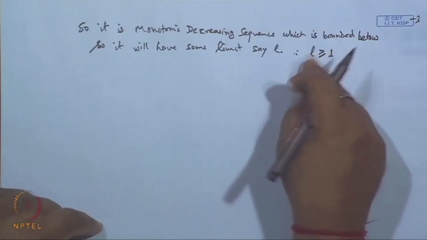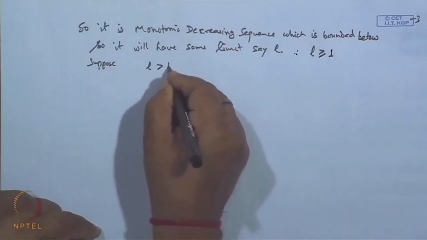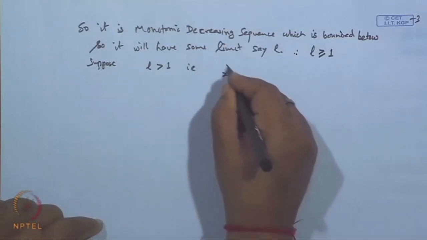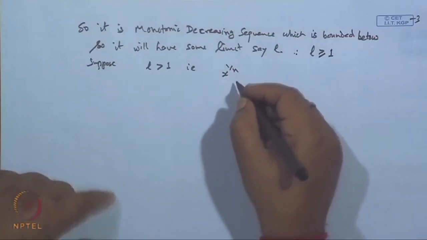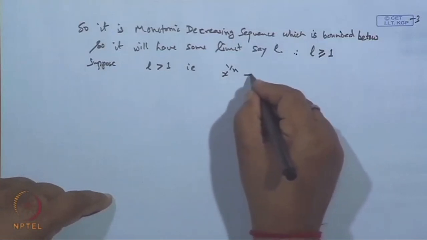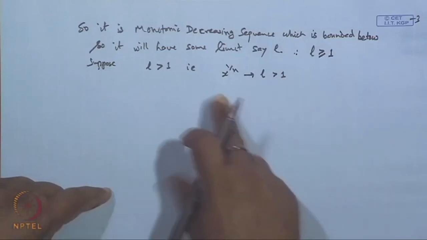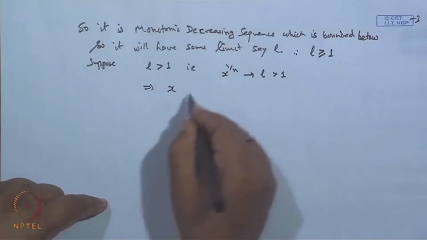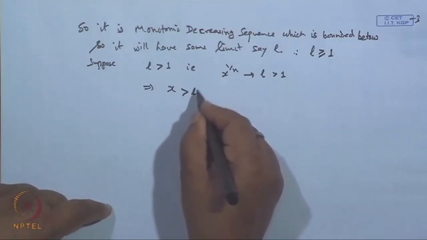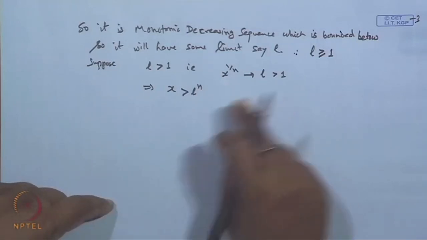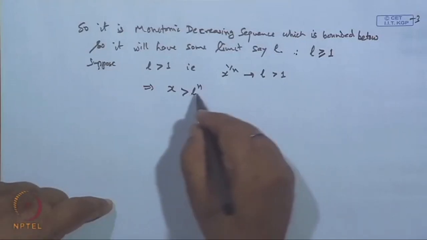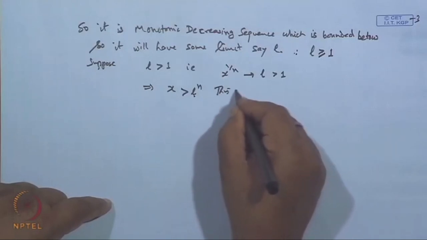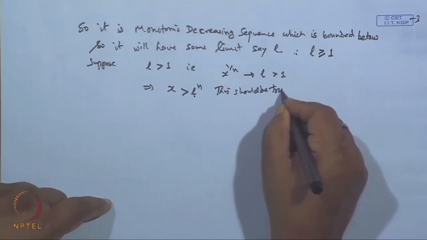Suppose L is strictly greater than 1. Okay, then what happens? The limit of x to the power 1 by n as n tends to infinity is L, which is greater than 1. That is only possible when x to the power 1 by n is strictly greater than 1 for all n. Now this shows that x must be greater than L to the power n. Is it not? And this should be true for all n.